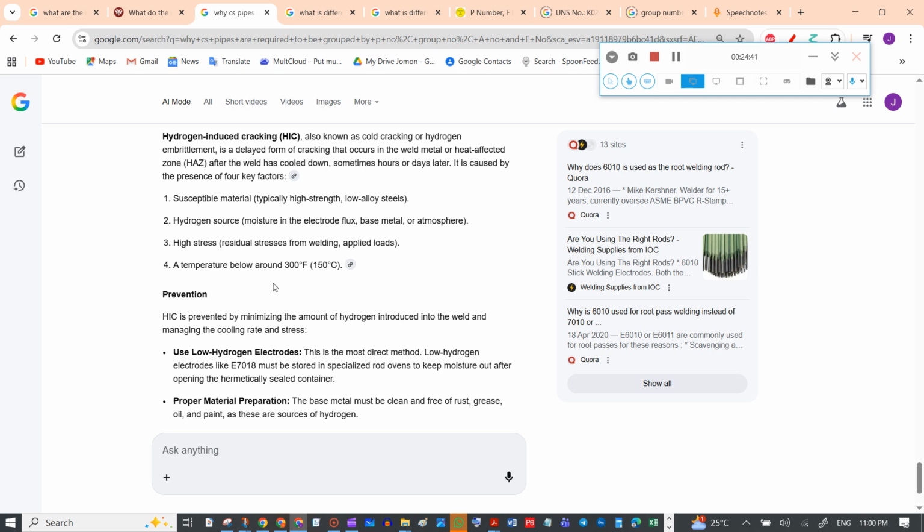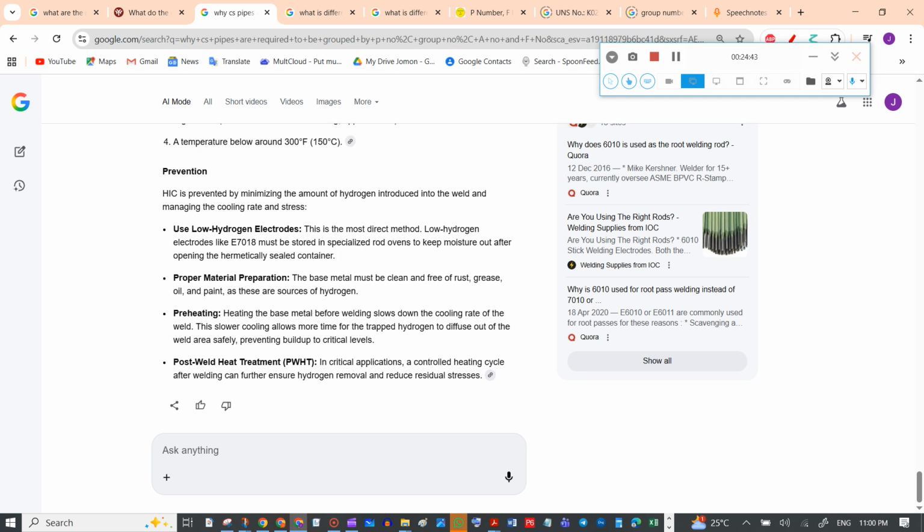So how is it prevented? It is prevented by minimizing the amount of hydrogen introduced in the weld and managing the cooling rate and the stress. Use low hydrogen electrodes like E7018, and they should be stored in specialized rod ovens to keep the moisture out after opening the hermetically sealed container. Hermetically sealed container is an important word.